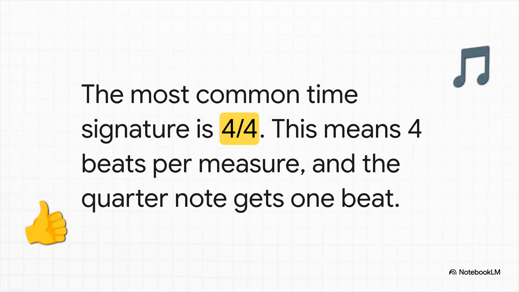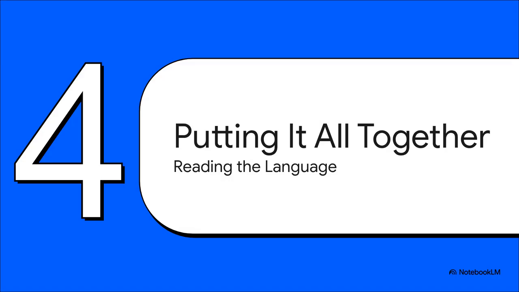Let's look at the most common time signature in pretty much all of music, 4/4 time. Sometimes it's even called common time. So the top 4 tells us there are 4 beats in every single measure. The bottom 4 tells us the quarter note, our single pizza slice, gets 1 beat. Simple as that.